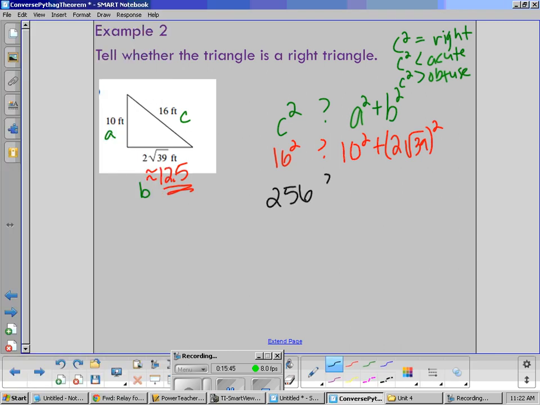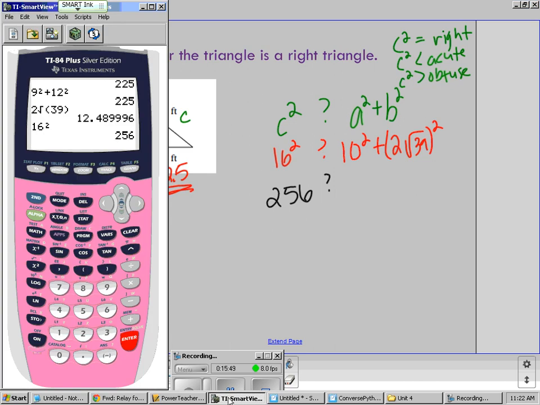And I want to have what relationship. And then this part is tricky. 10 squared is normal. We do 10 squared like we always do. Then we put it in the calculator just like it looks on the projector on the screen.